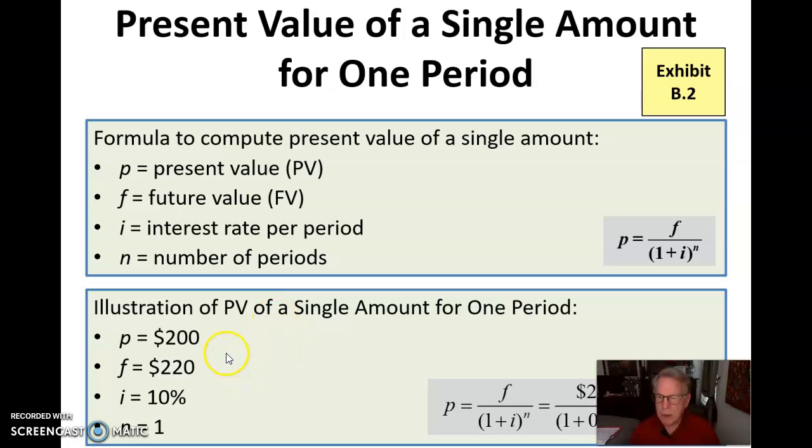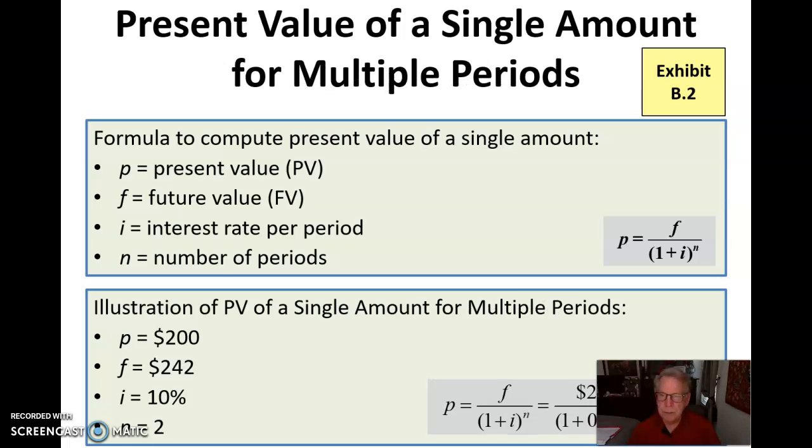abbreviations. And so here our present value is 200, our future value is 220, and our interest is 10%, and it's only for 1 year. Okay, so let's take a look at how that looks. This is Exhibit B2. And for multiple periods, we can do the same thing.